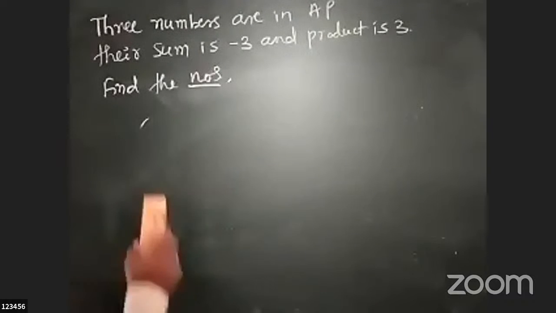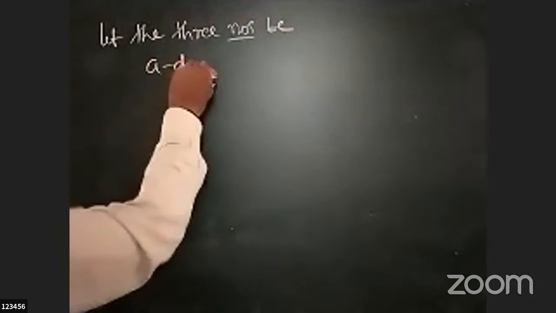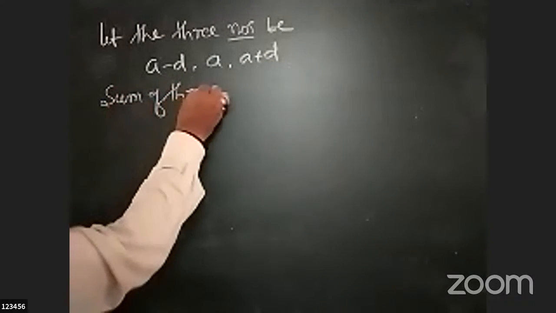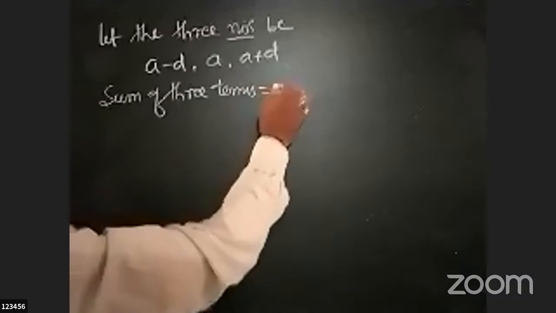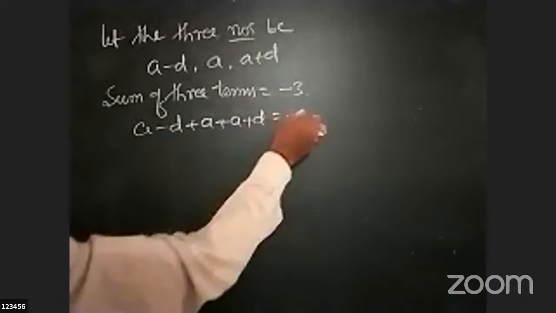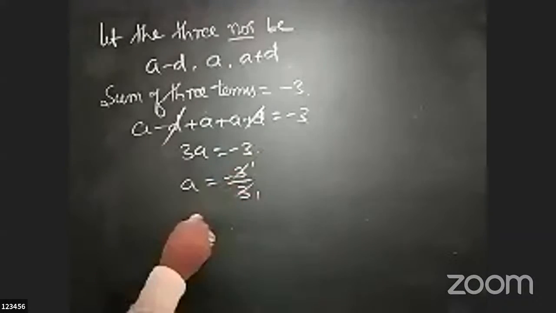Yes, look here. Let the three numbers be A minus B, A, A plus B. Sum of three terms is -3. A minus B plus A plus B is equal to -3. Minus B plus B cancel. 3A is equal to -3. -3 by 3 means you are getting A equal to -1. I hope all of you have got -1.